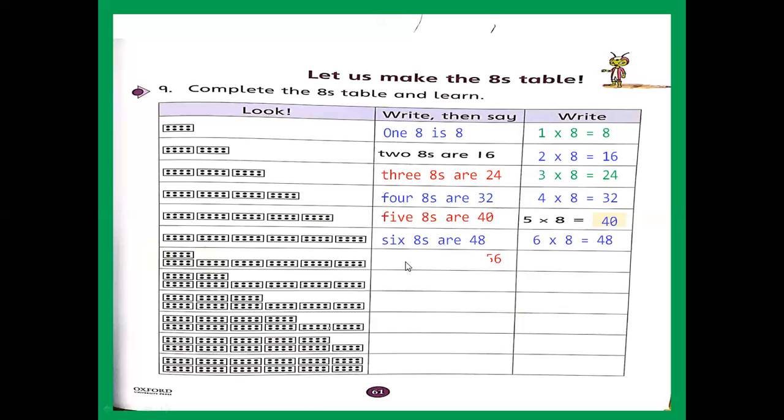1, 2, 3, 4, 5, 6, 7. Right here 7 8s are 56. And right here 7 × 8 = 56. Read 7 8s are 56. 1, 2, 3, 4, 5, 6, 7, 8. Right here 8 8s are 64. And here write and read 8 8s are 64.